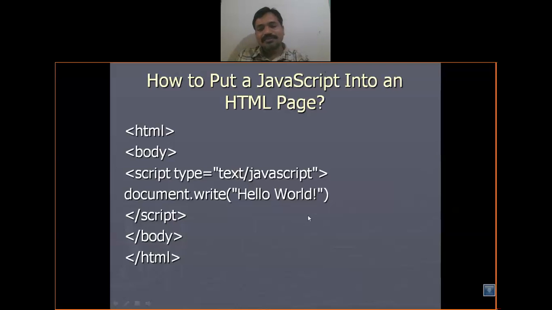If you want to display, as in C, you have to write printf. In C++, you have to write a cout statement. So just as printf in C and cout in C++, you use document.write to display. Automatically this word will be displayed in your web page. So this is the output statement, document.write.